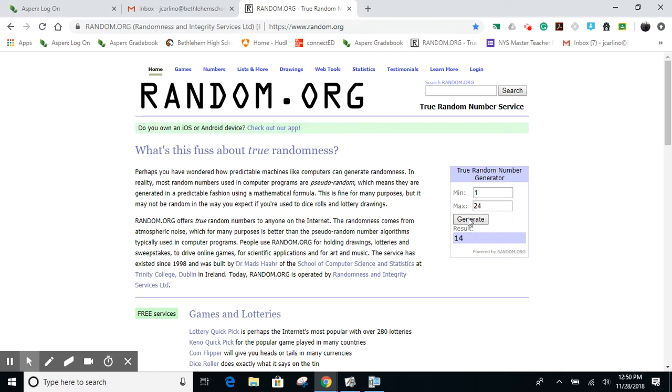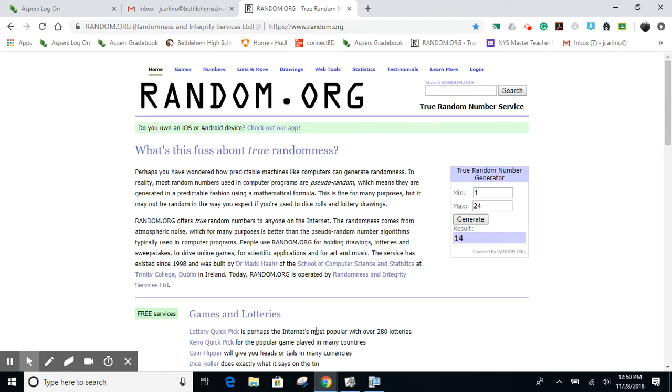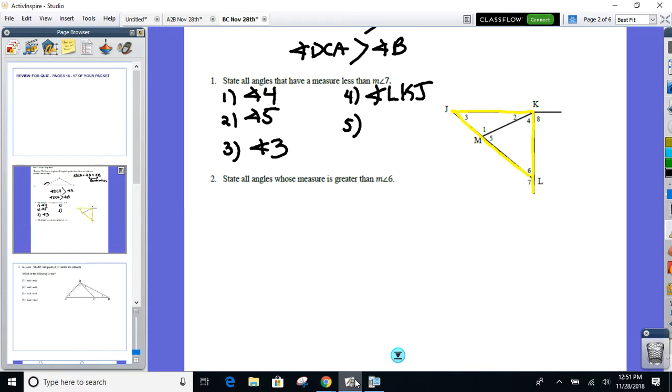20, 14. Oh, convenient. 14 is here. Angle 6. I don't remember. The linear pairs, I can't tell. I can't tell with the linear pairs, right? All right, I cannot tell with the linear pairs which one's bigger or smaller.